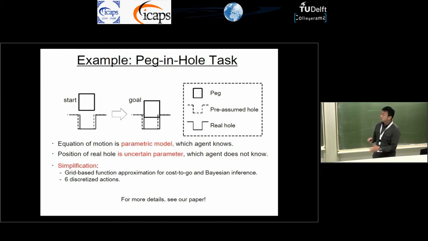I will quickly show my results. The equation of motion is a parametric model which the agent knows, and the position of the real hole is an uncertain parameter which the agent does not know. We implement our algorithm with the following simplifications. That is, grid-based function approximation for cost-to-go and Bayesian inference, and considering 6 discretized actions. For more details, see our paper.